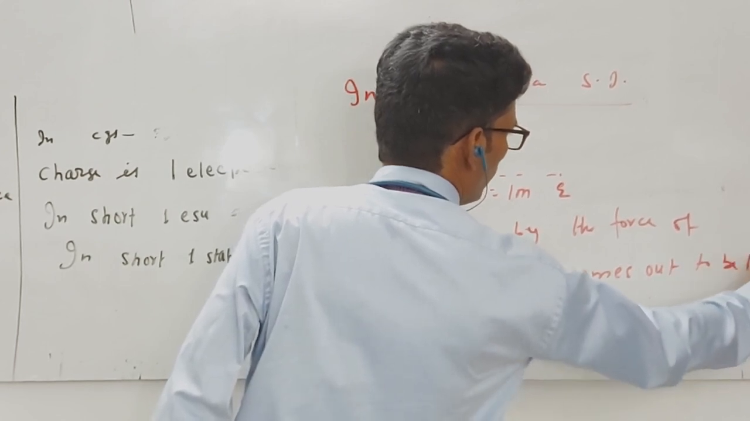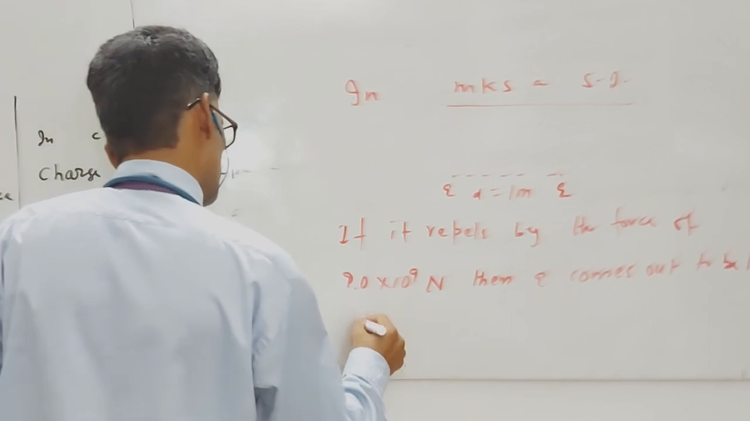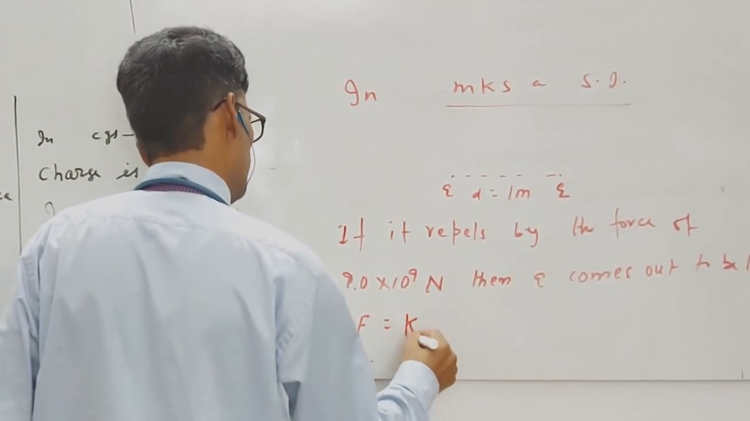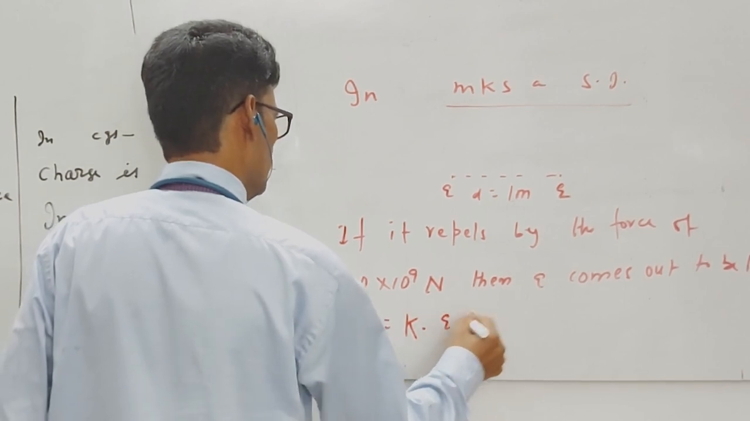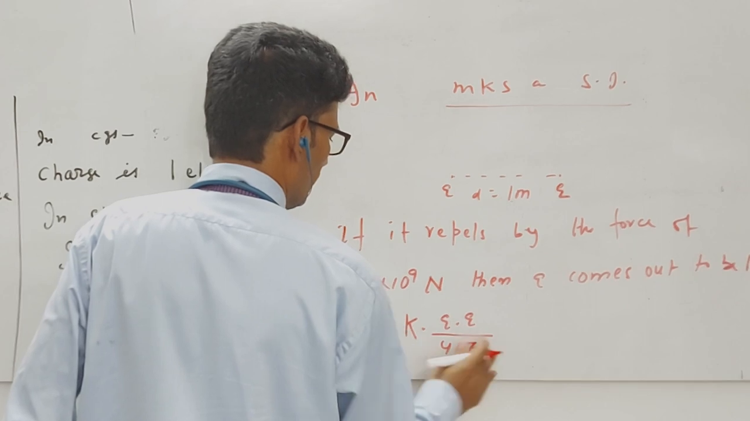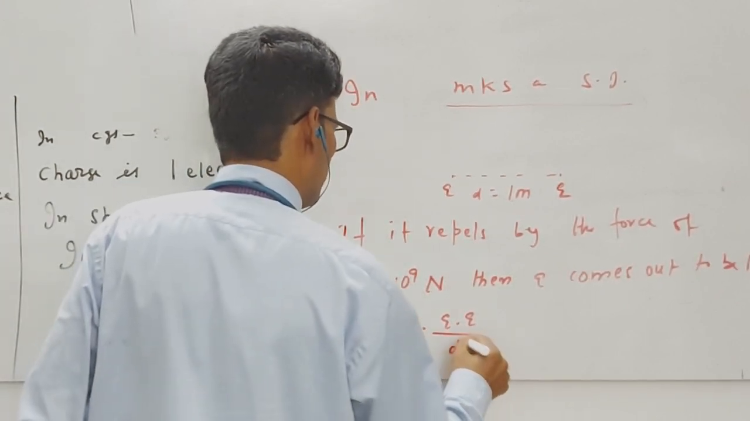How? This is the F. This is equal to some constant K, Q Q divided by 4 pi epsilon, Q Q by d square.